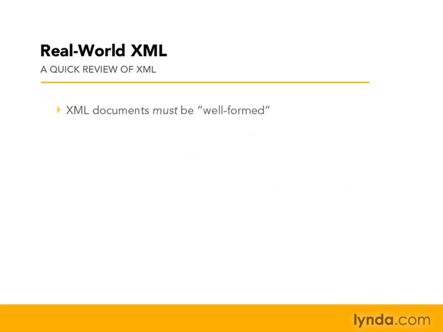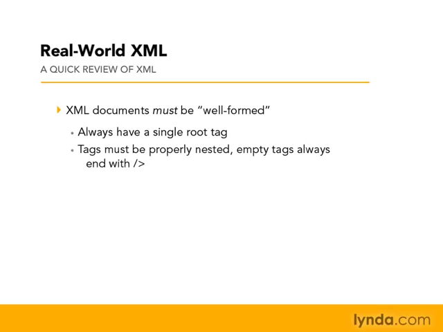Now, XML documents must be what's known as well-formed. They always have a single root tag, just like HTML does, and tags have to be properly nested. In other words, you have to have an A tag completely inside of a B tag. Or to take an HTML example, you can't have a tag that's like bold and then italic and then close bold and then close italic. The XML parser won't let you get away with that. And unlike regular HTML, empty tags always have to end with a slash inside the closing angle bracket, just like in XHTML, for example. Attributes have to be inside quotes and they can't be minimized. If you're using XHTML, you're already familiar with these concepts.